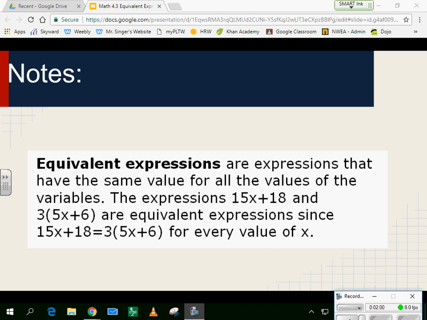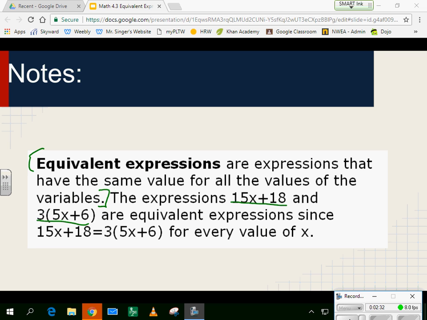Our ultimate goal today is to be able to create equivalent expressions. These are expressions that, if written differently, still give you the same value. That's all you really need to know, that definition, but you should put this example in. 15x plus 18 and 3 times 5x plus 6 are both equivalent expressions. They have the same value. That's what we're going to work on today, and we're going to slowly break it down.